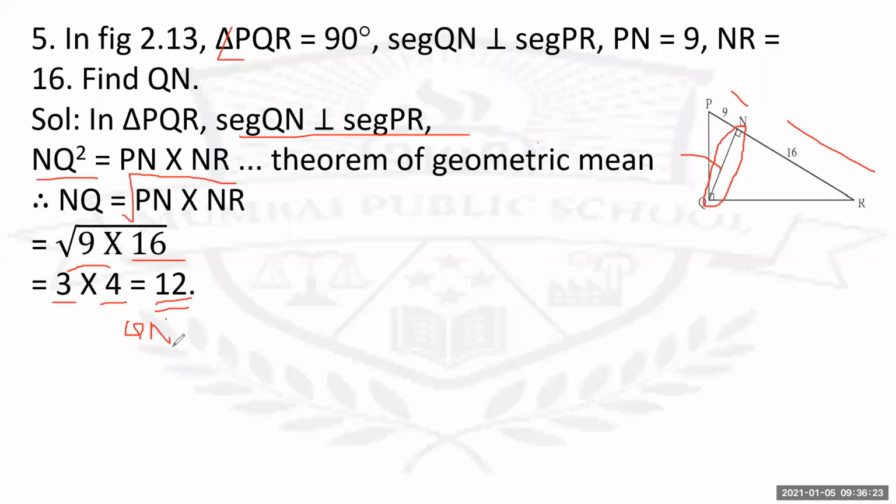So QN equals 12. And check, are units given? No. So it is 12 units. Is this clear?